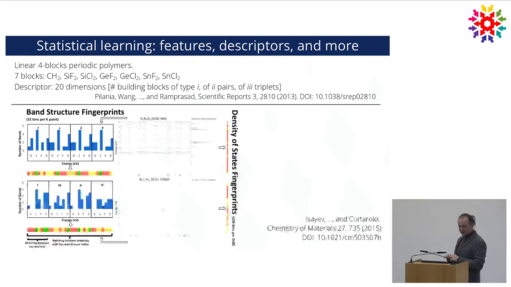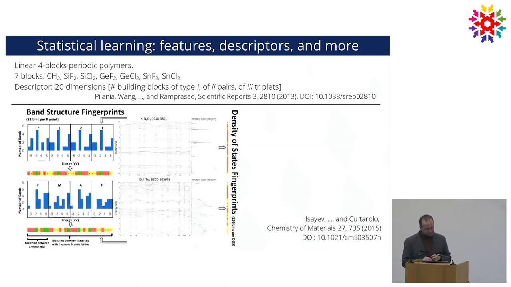And then another very imaginative descriptor. This is a paper from 2015, from the group of Stefano Curtarolo, where the idea was to map essentially, it's not very easy to see, but these are electronic band structures and density of states.